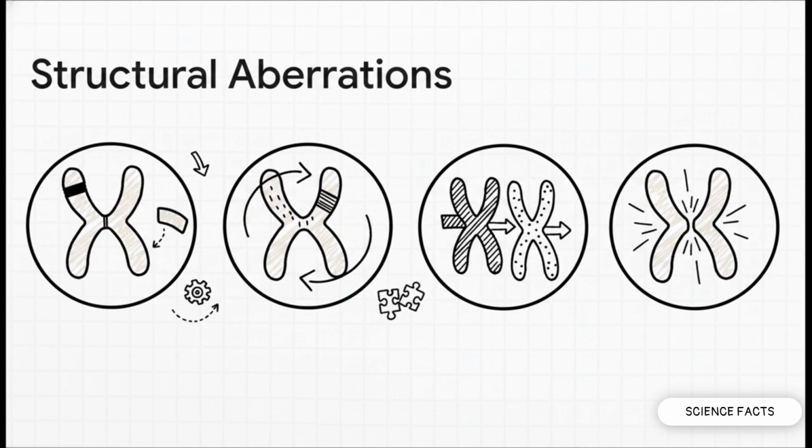We use del for a deletion of genetic material, inv for an inversion, where a segment is flipped backwards, t for a translocation, where pieces actually break off and attach to entirely different chromosomes, and PCD for premature centromere division. You guys, this isn't just microscopic trivia. These precise structural errors directly lead to very real, observable human developmental genetic disorders.